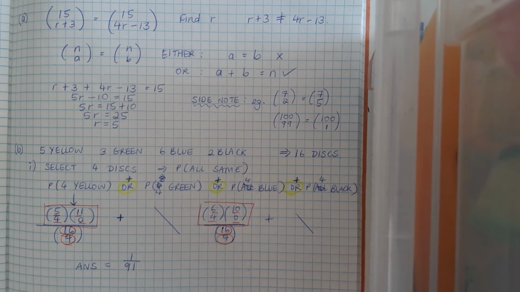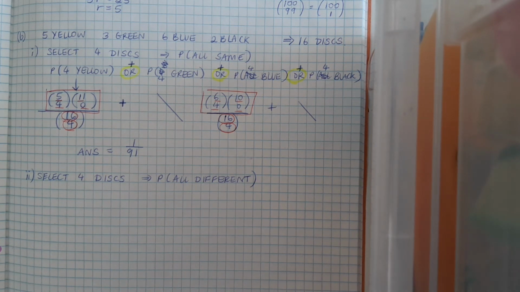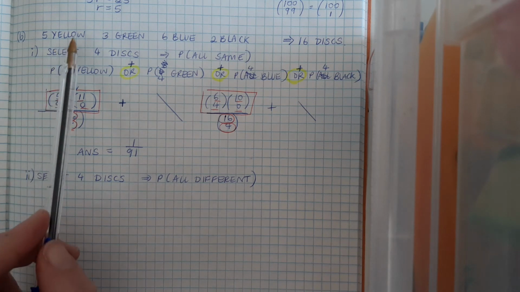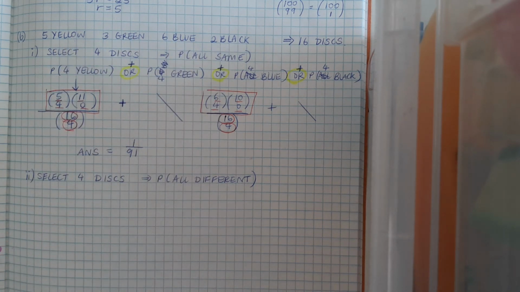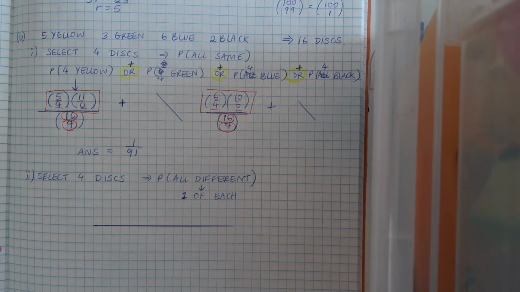So let's go on to part 2. In this part of the question, I once again want to select 4 discs, but this time I want the discs to all be different. Now I've got 4 colours that I'm choosing from, yellow, green, blue and black. So I'm essentially going to want one of each of the colours. So again, I've got probability, so I'm setting up my fraction. And what am I going to have?